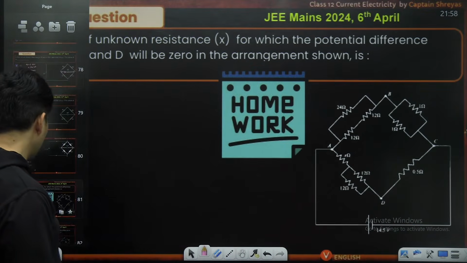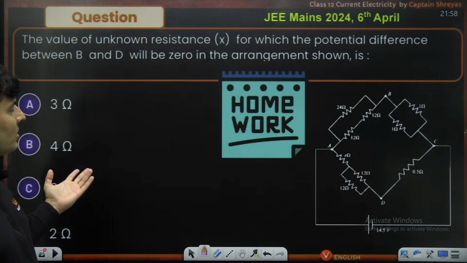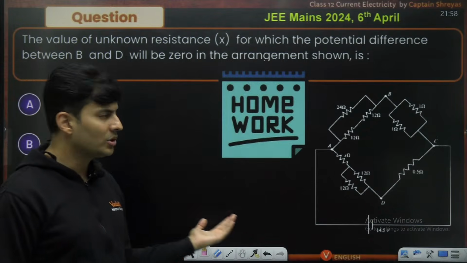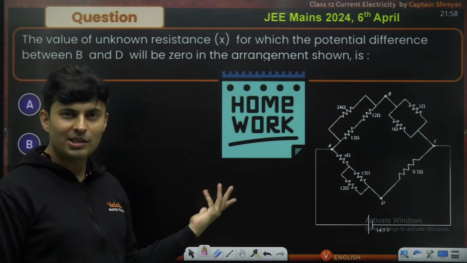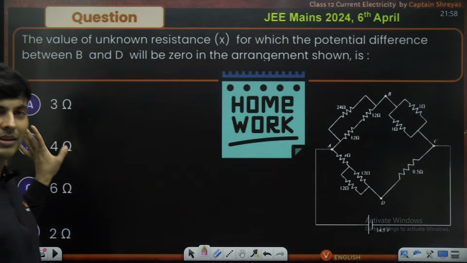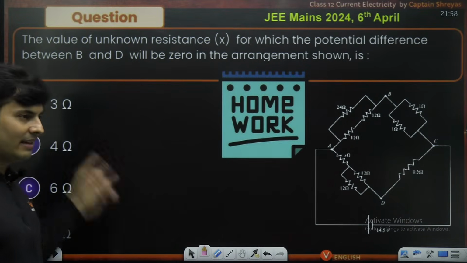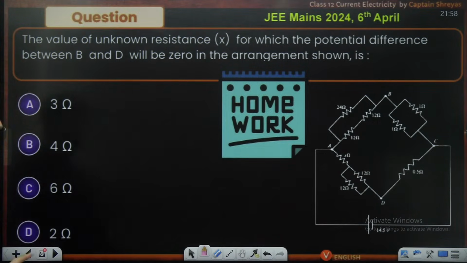So I've kept one homework question for all of you. Okay, please solve it. It's a nice question where I think Wheatstone's bridge might be there. I'm just giving you a hint. Okay, solve this. Answer and the solution is there on the next slide. Okay, you can take a screenshot of it.